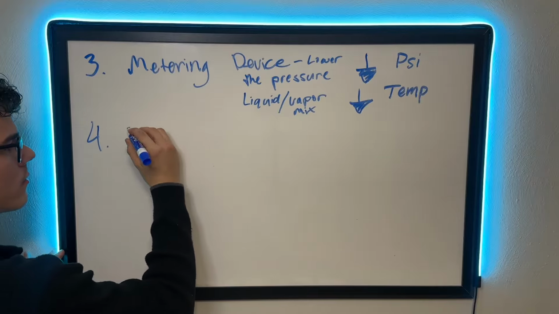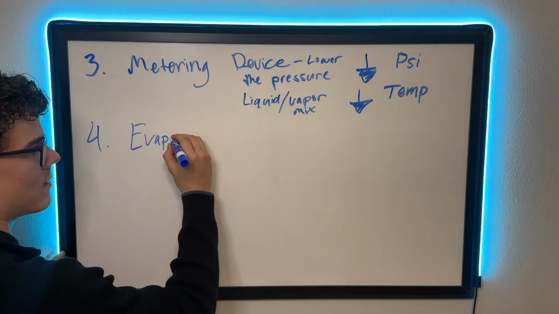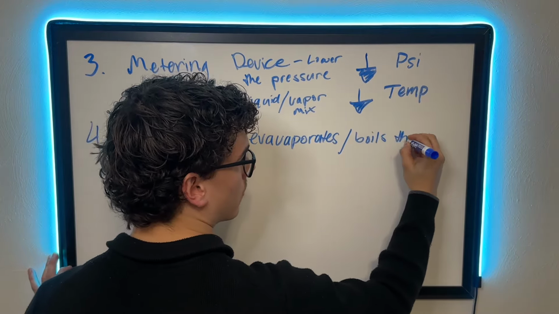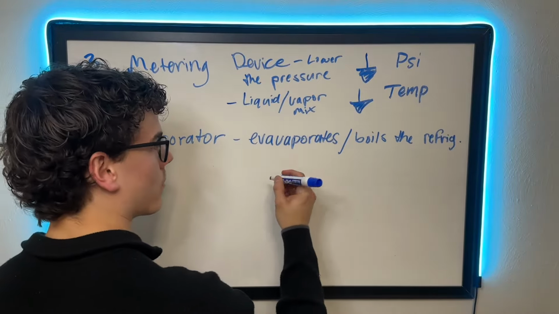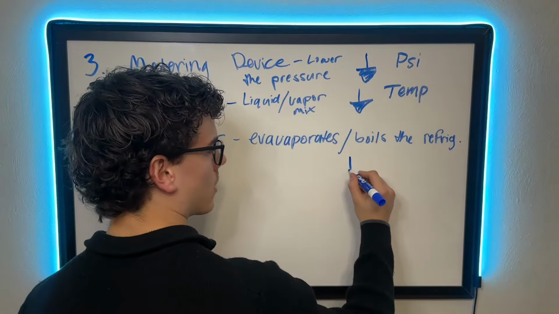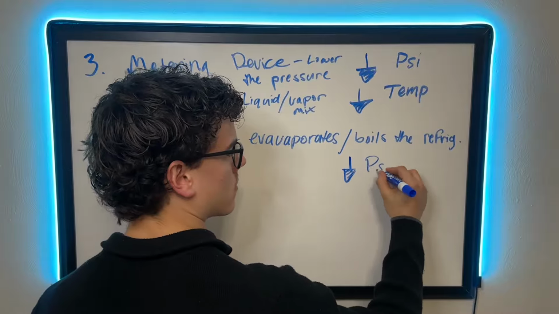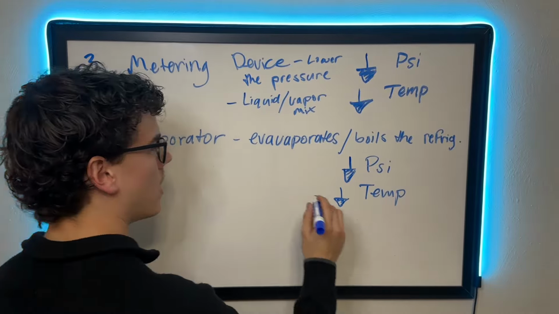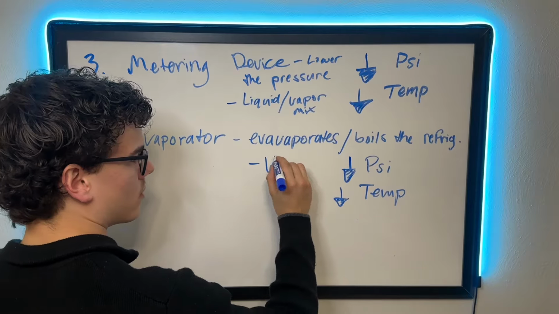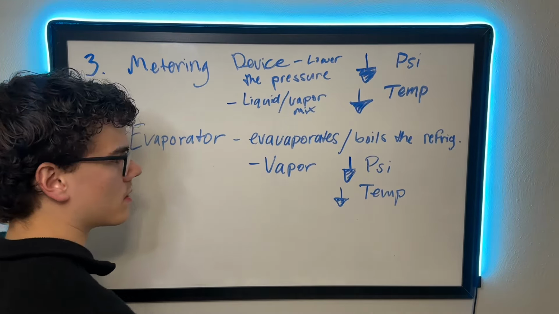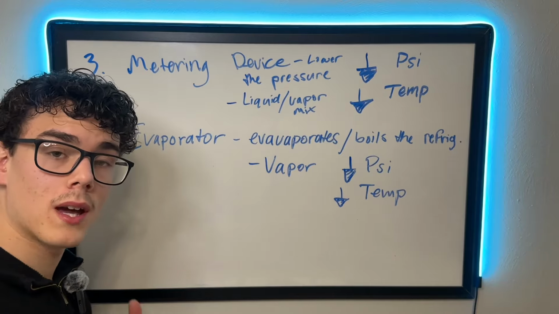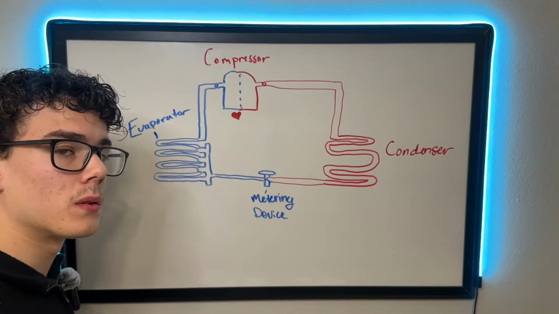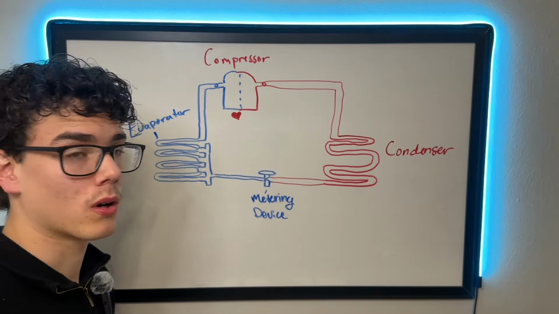Last but not least, we have the fourth component, which is the evaporator. And this evaporates/boils the refrigerant. At the evaporator, what's the state of the refrigerant? Well, we're going to have a low pressure, we're going to have a low temperature, and the state of the refrigerant is going to be a vapor because it's boiling from a liquid to a vapor. Now that we have the order and all the components, let's figure out how this all makes sense. So let's walk you through how the refrigeration cycle actually works.